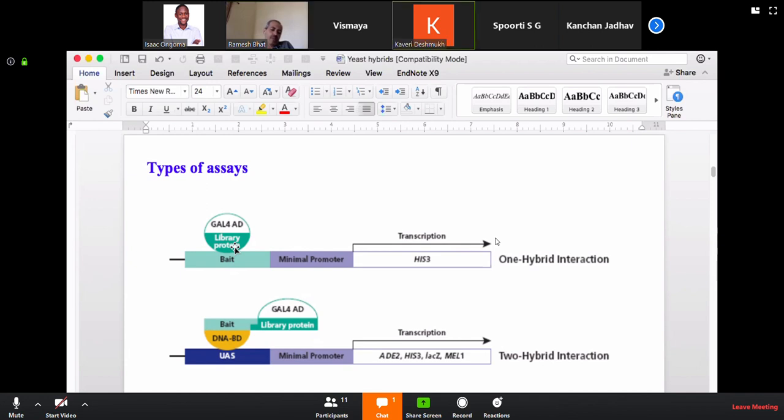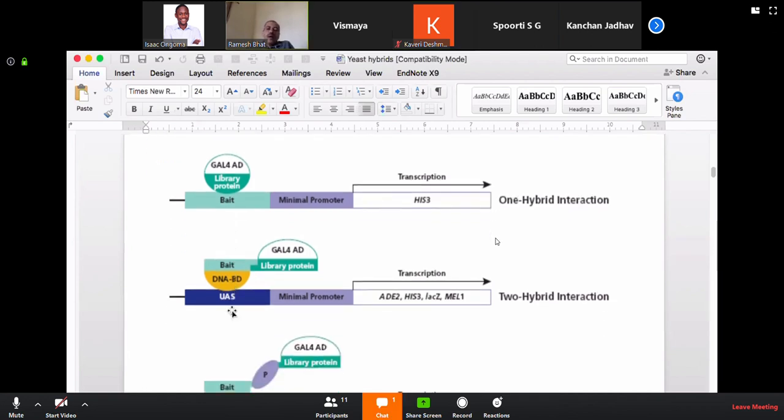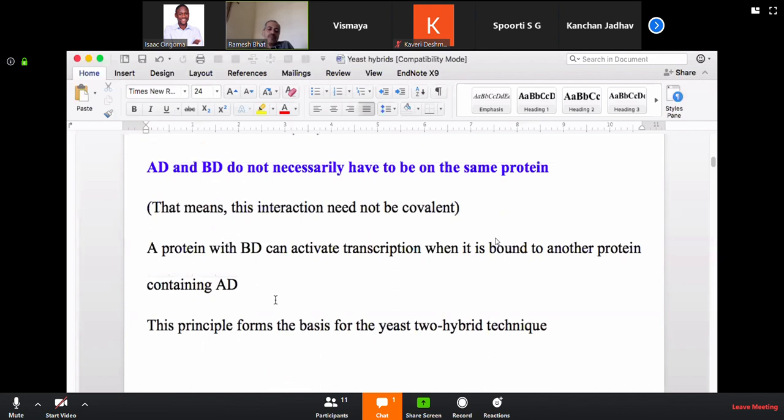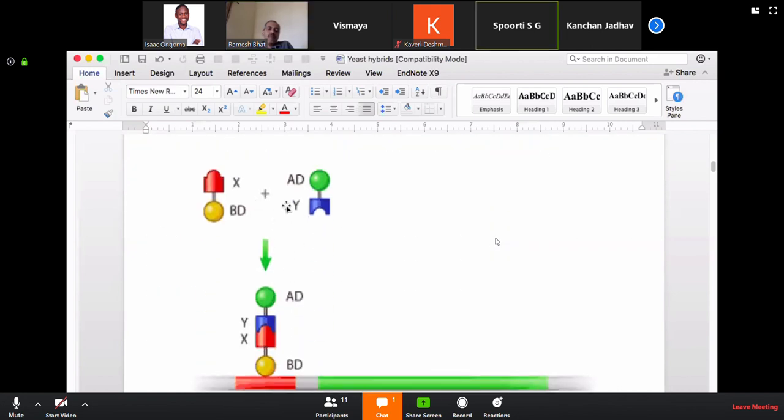Okay, so now coming to the yeast two hybrid assay. The yeast two hybrid assay is perfectly like this one. You are using two libraries, or say two constructs. In one case, we'll have one construct with a target protein, which is called the bait protein. Imagine this is X protein which has got BD, and this is a pool of proteins, say a rice expression library, for example. There could be 25,000 different proteins.